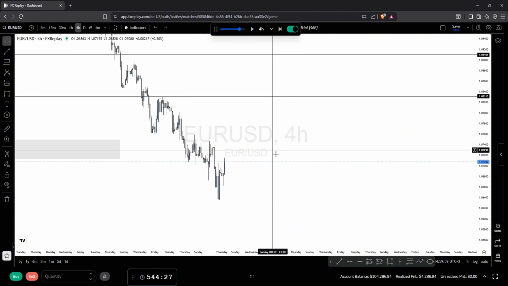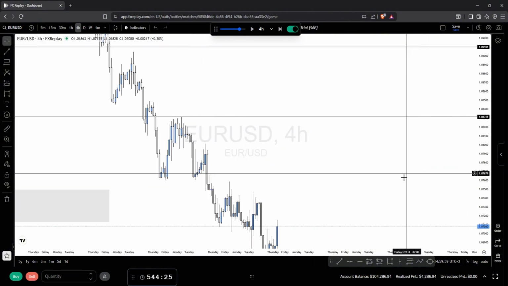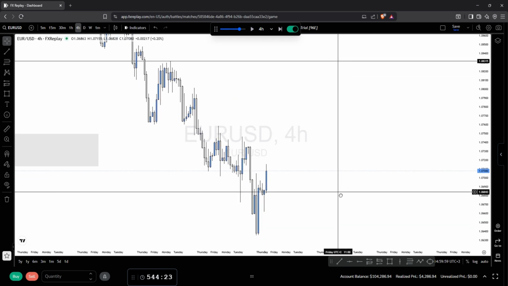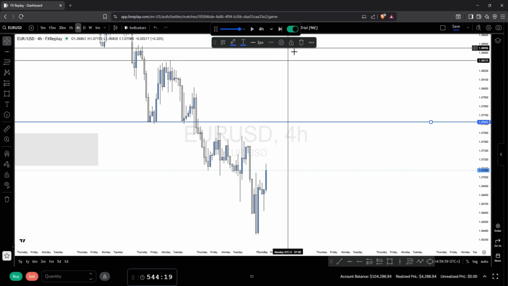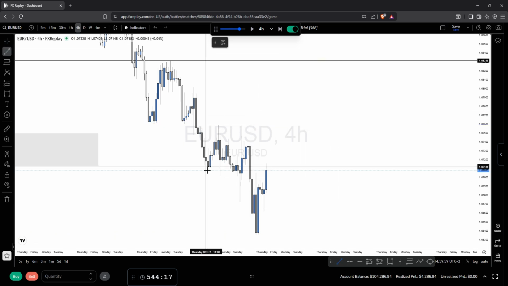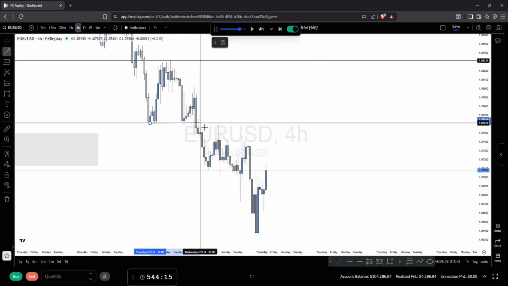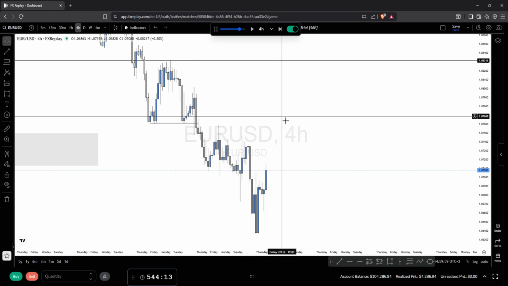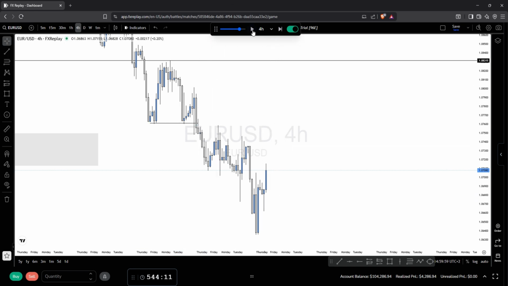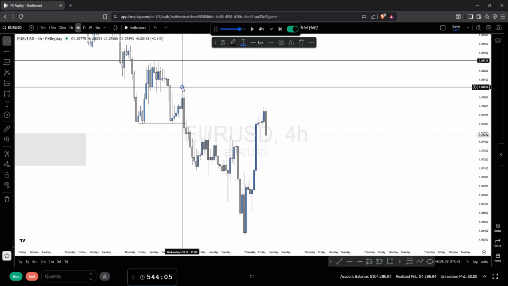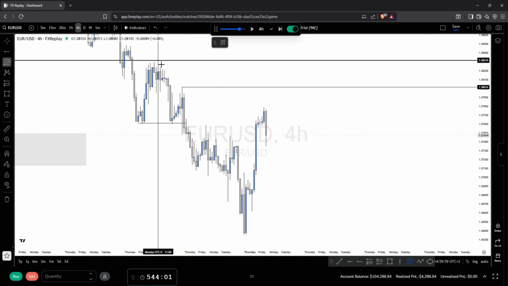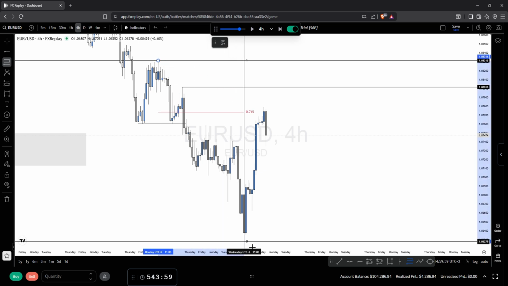Okay, so we have new ranges now. We have this break, clean break over here. We have that break over there. We have a retracement over there. We have a liquidity pool over here. And we have an entry point from this swing high to this swing low.